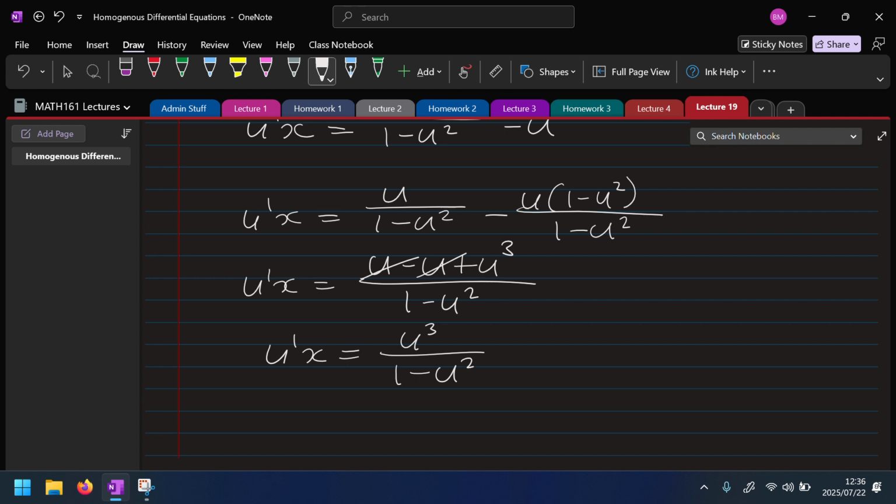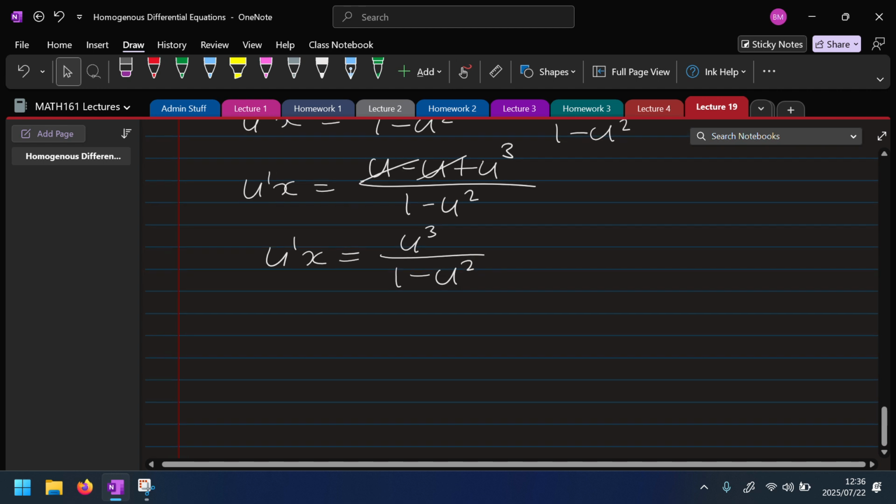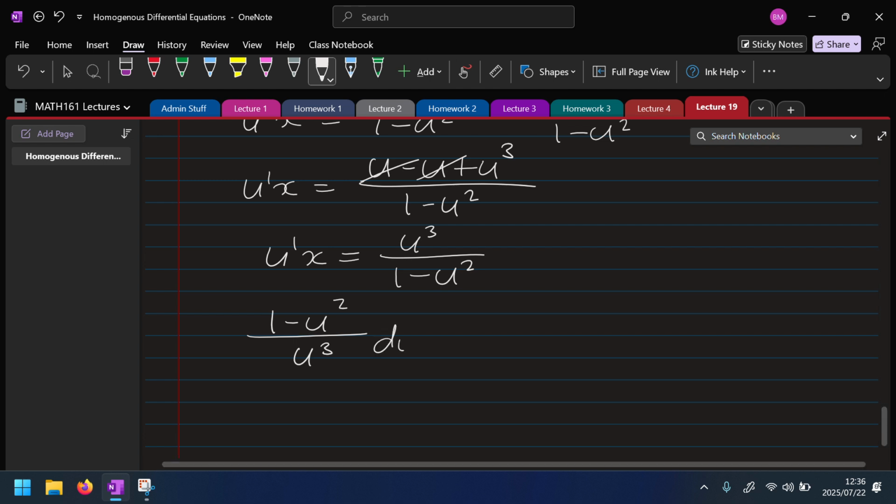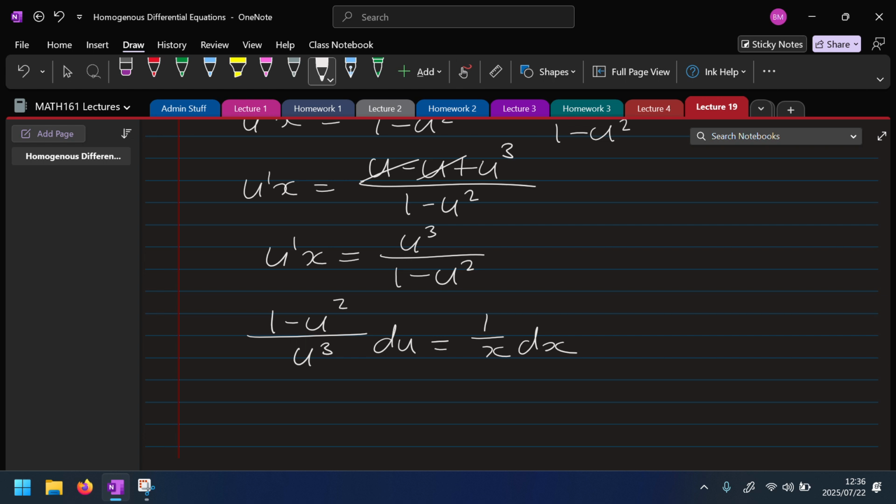Now, in this form, it is separable, like we saw earlier. So all of the u stuff we can take over to the left-hand side. All of the x stuff we can take over to the right-hand side. So we're going to have 1 minus u squared over u cubed du. And then all of the x stuff we take over to the right-hand side. That will be 1 over x dx. Yeah, so we've done the separation. Now on the left-hand side, we can integrate that. On the right-hand side, we can integrate that. And we can put our plus c.